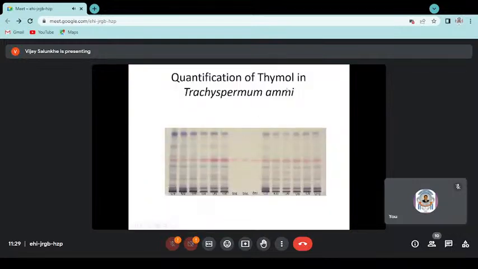Now, quantification of thymol in Trachyspermum ammi. Thymol is present in two or three plants, but in the case of Trachyspermum ammi, you can identify thymol qualitatively or quantitatively.